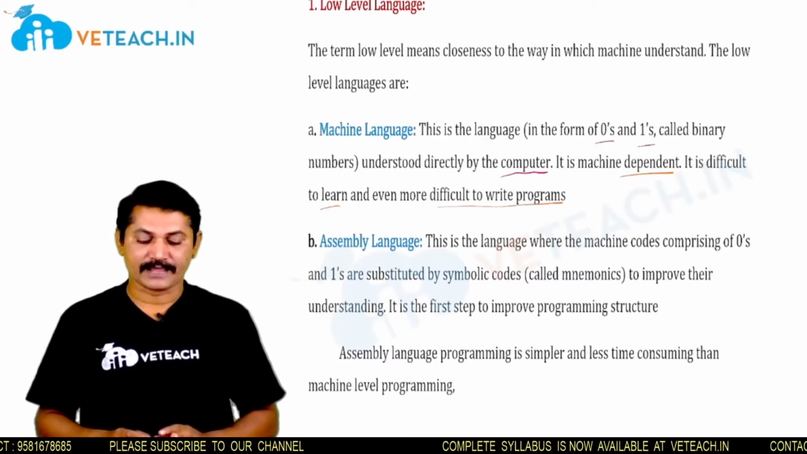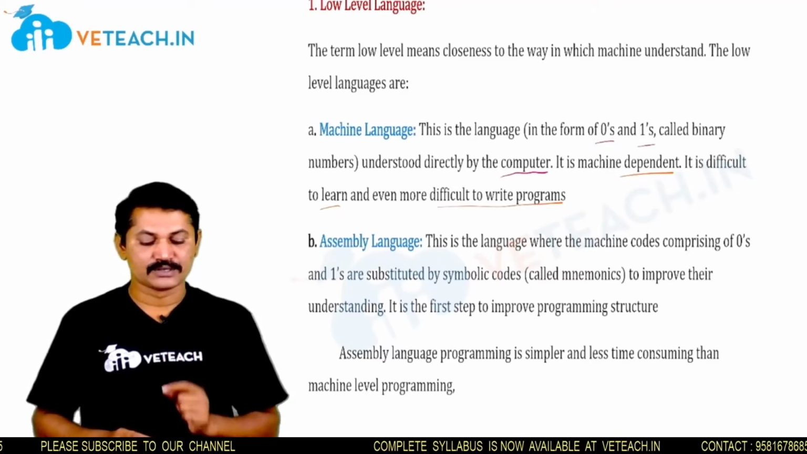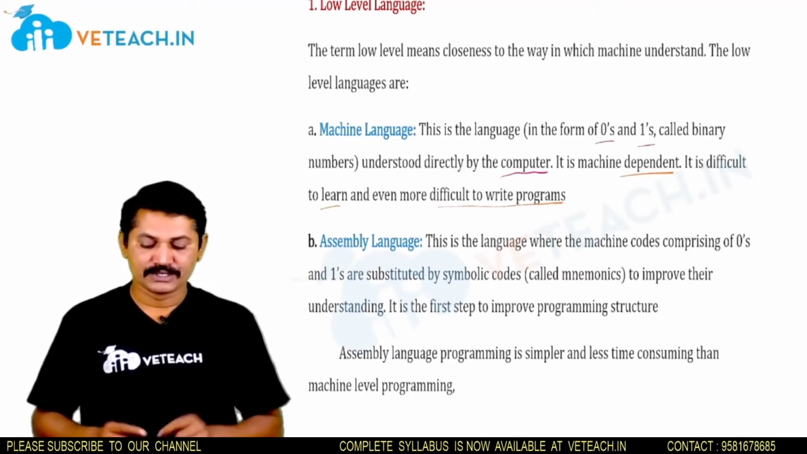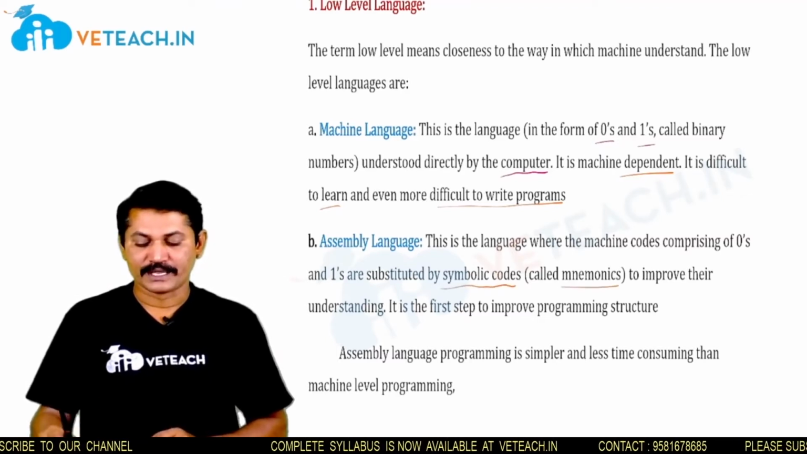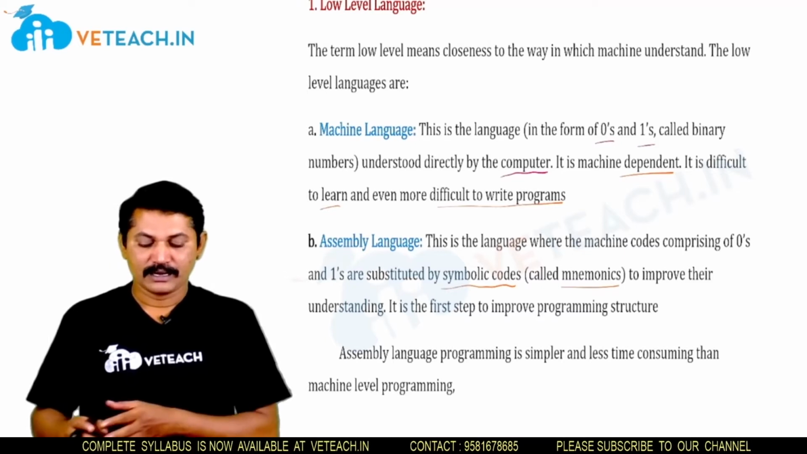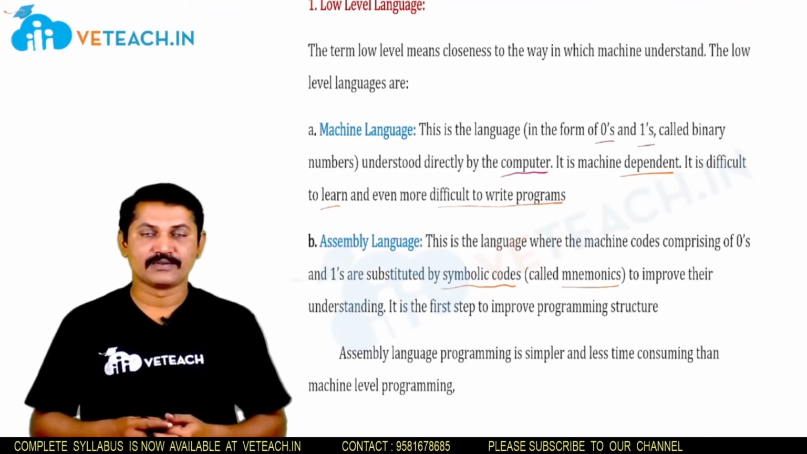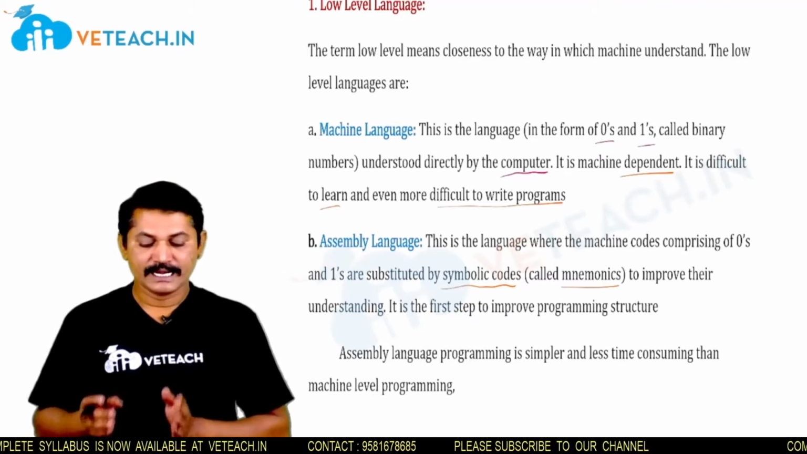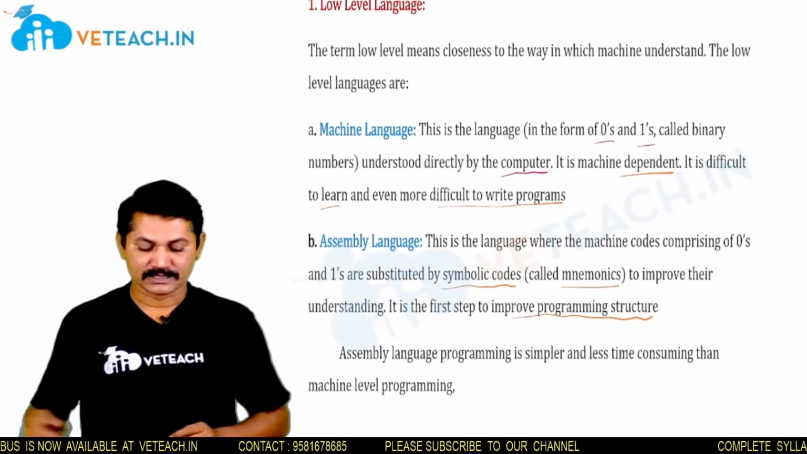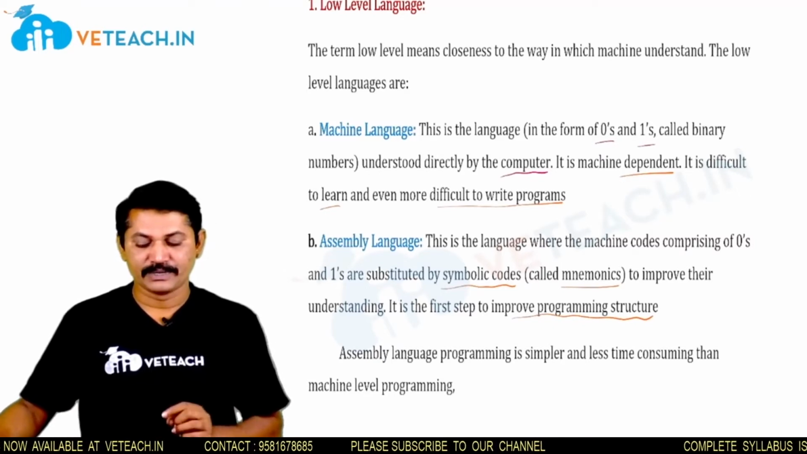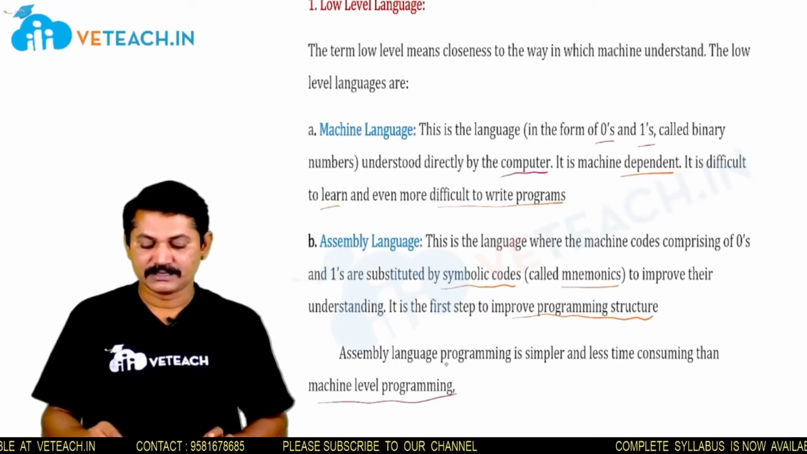Next one is assembly language. This is the language where the machine codes comprising zeros and ones are substituted by symbolic codes called mnemonics to improve the understanding, that is, to improve the understanding of combinations of zeros and ones. It is the first step to improve the programming structure. Assembly language programming is simpler and less time consuming than machine language.